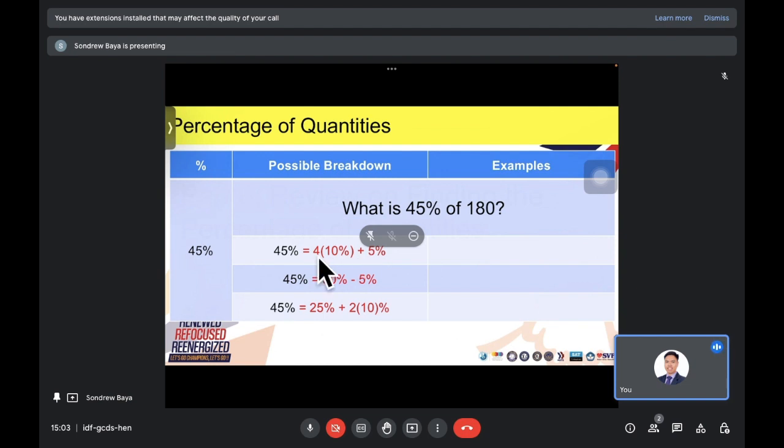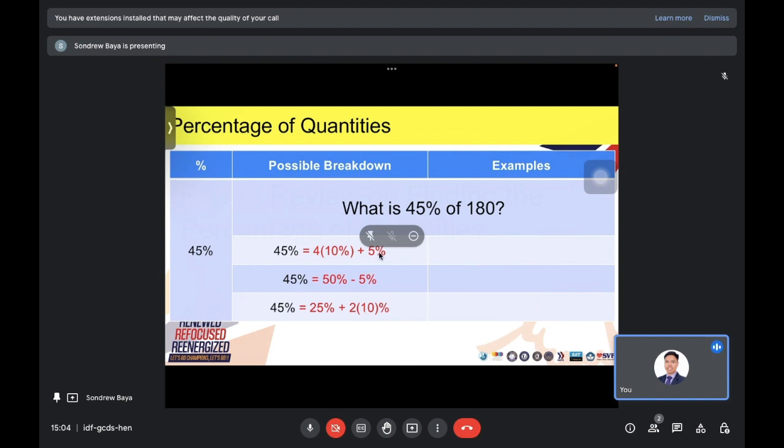Take note, this will just total 45%. So 4 times 10 is 40, plus 5, that's 45. Aside from that, we could also break 45% into 50% minus 5%. This is very obvious. Or we could say 45% is just equal to 25% plus 20%, by which 20% is 2 times 10%. All right?